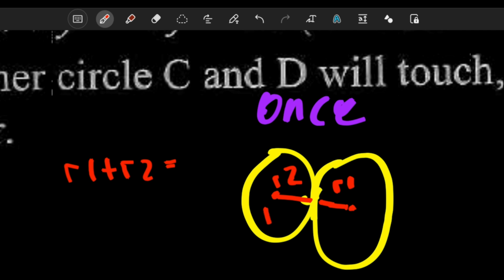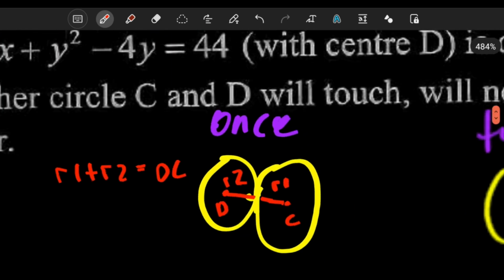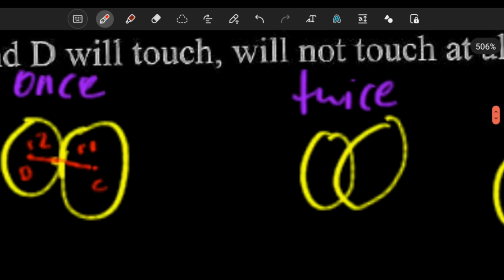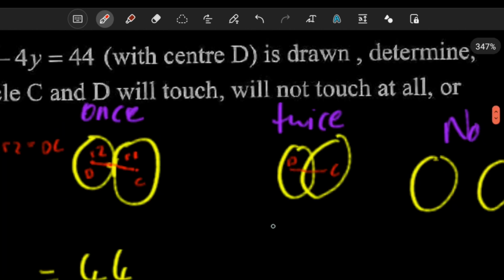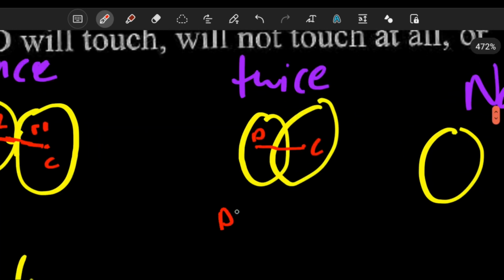If this is C and D, and this plus that is equal to DC, then it means they touch exactly once. But if the distance DC is smaller than the one radius plus the other radius, then they meet twice.